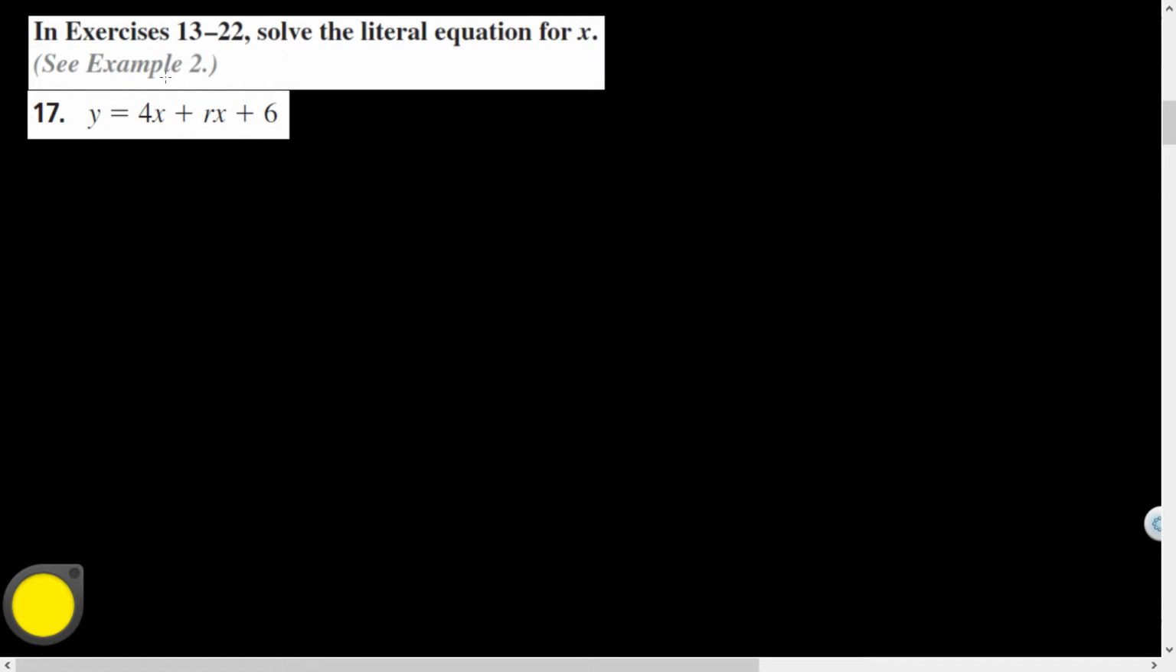Let's see. This one is, oh man, this one's so tricky. Solve the literal equation for x. Here we go.